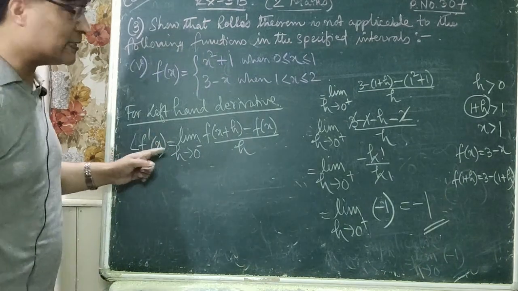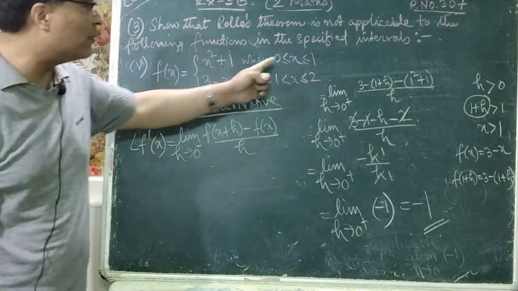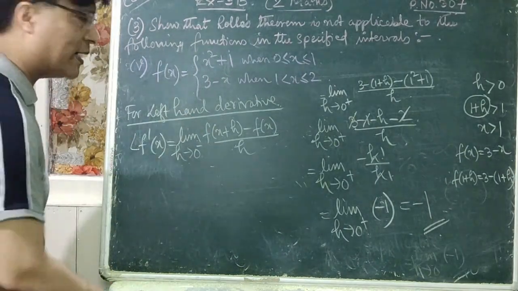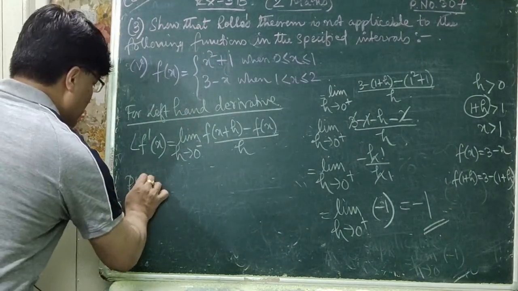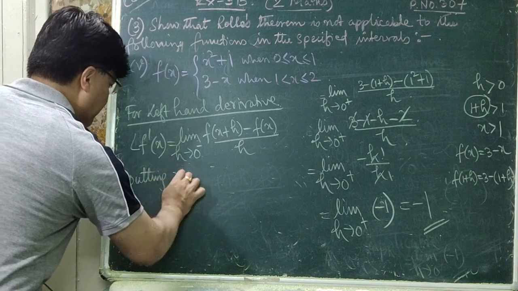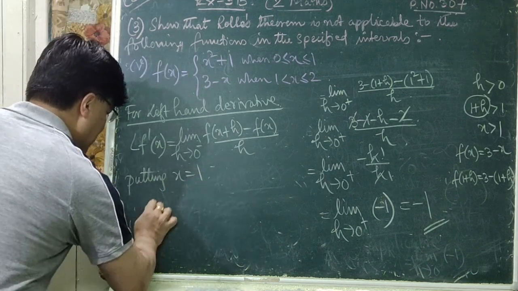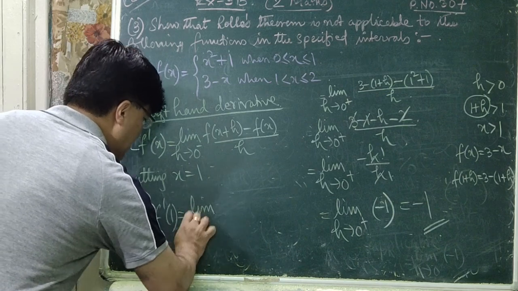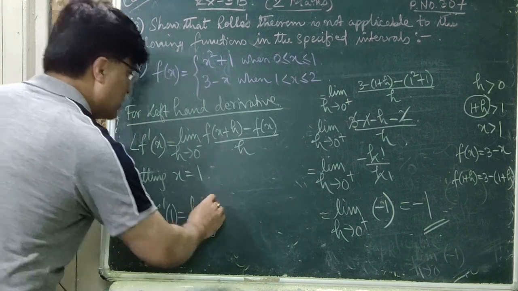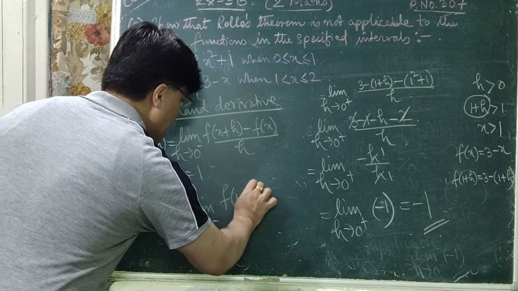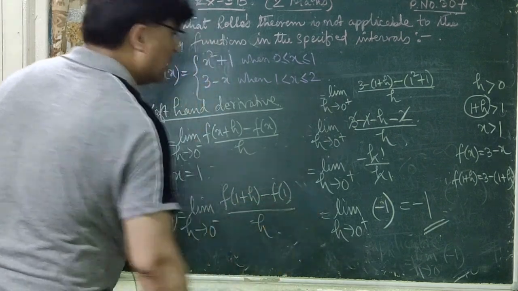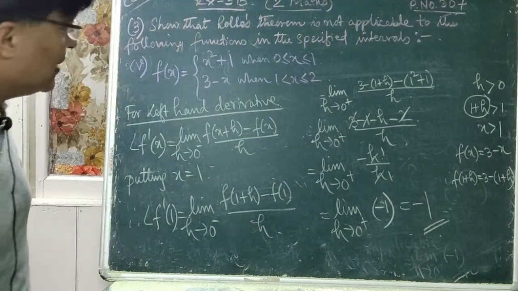Okay, since we are checking the differentiability of the function at x is equal to 1, so you put x is equal to 1 in this case. So putting x is equal to 1, so what do we get? Capital L f dash of 1 is equal to limit h tends to 0 minus f of 1 plus h minus f of 1, this whole divided by h. Is that clear now?